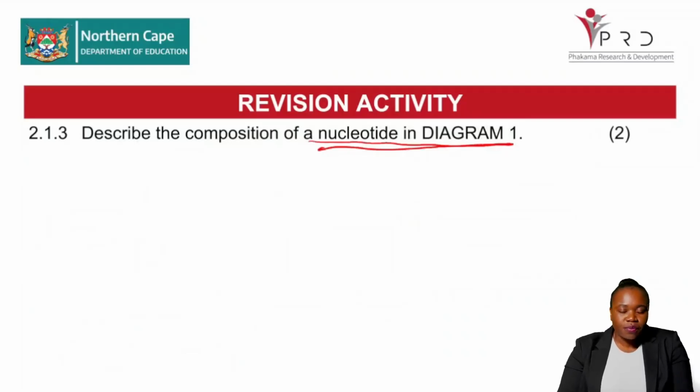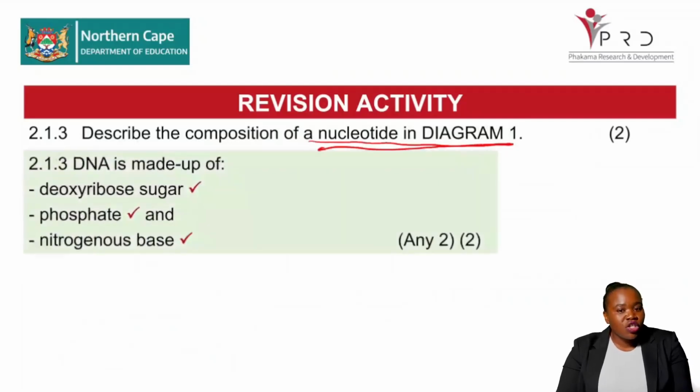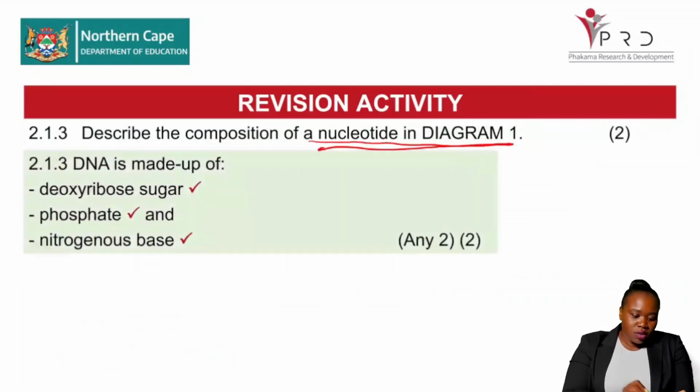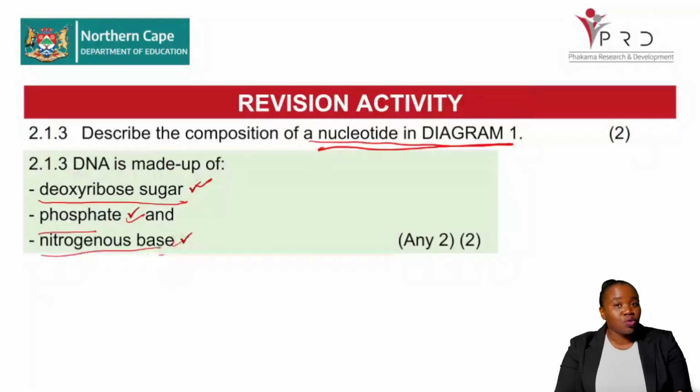deoxyribose sugar. Now, just a reminder, the sugar in RNA would be a ribose sugar. So it is made up of a deoxyribose sugar. It is made up of a phosphate and a nitrogenous base, right? So the DNA nucleotide is made up of deoxyribose sugar, a phosphate, and a nitrogenous base. So any of these two would give you those 2 marks.